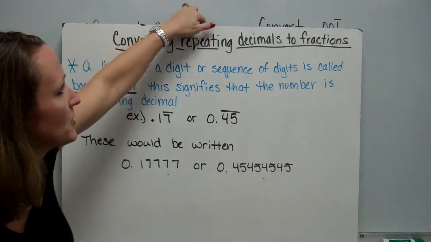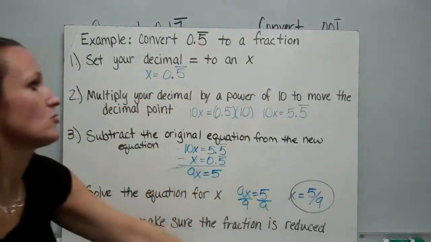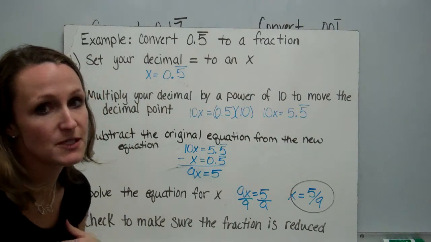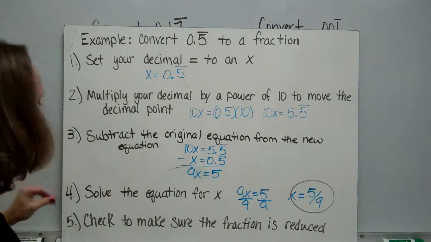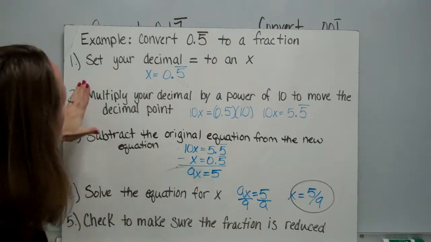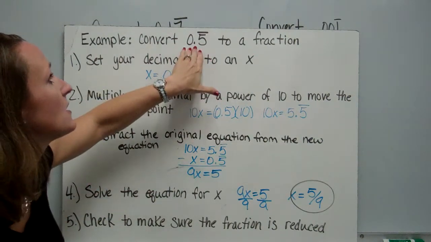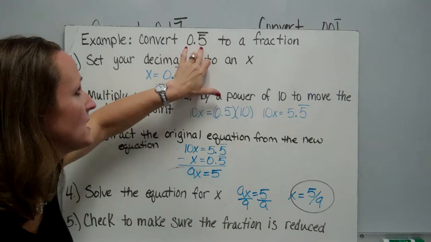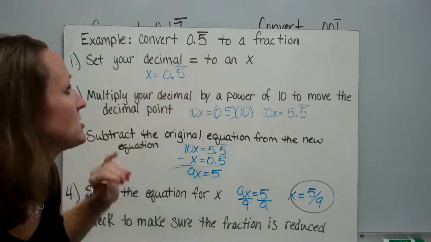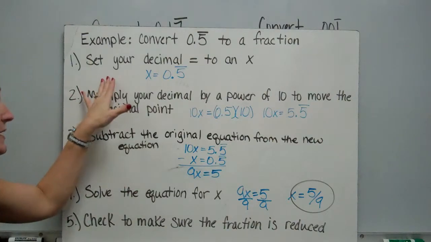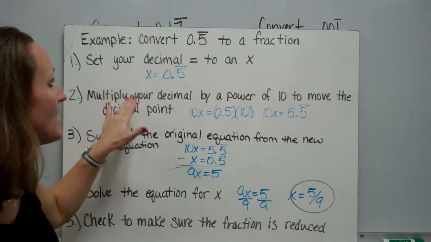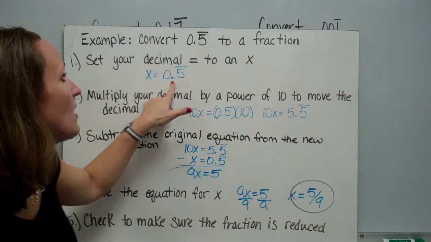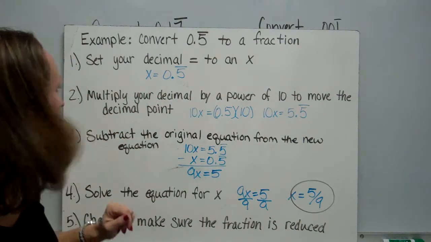So how do we convert it? I told you in class a little shortcut, and I told you I would teach you why later, so now is later. There are some steps that we have to follow. If we want to convert 0.5 repeating, or 5/10 repeating, to a fraction, here's what we do. First, we set our decimal equal to x. In other words, x equals 5/10 repeating.